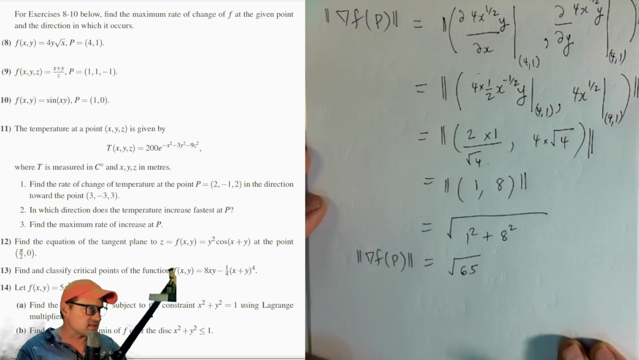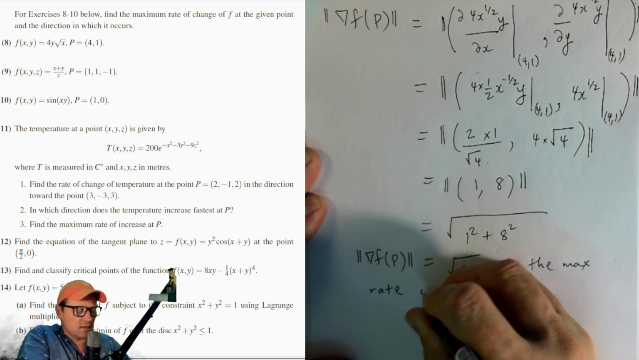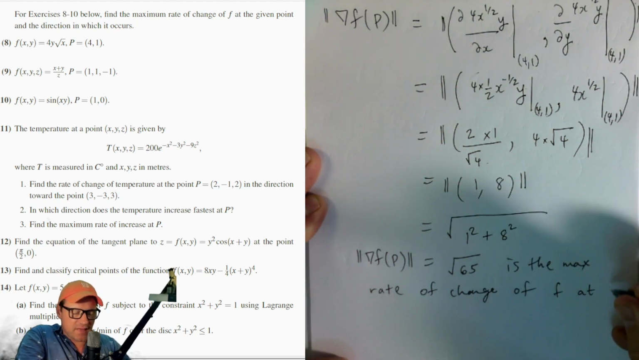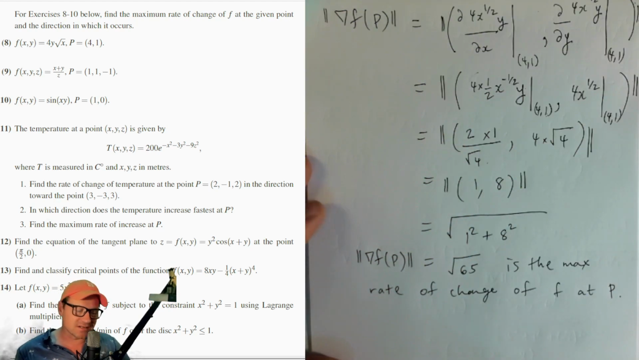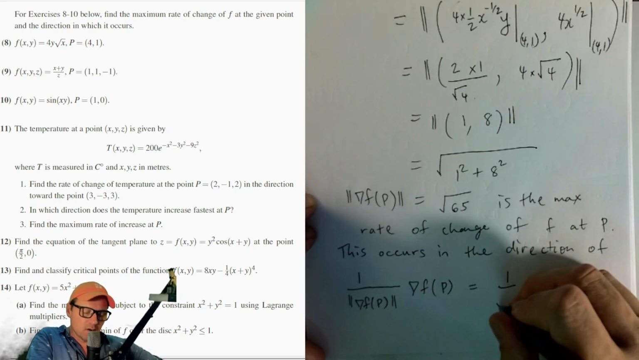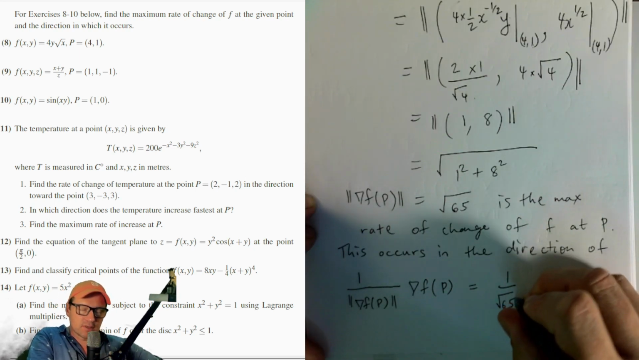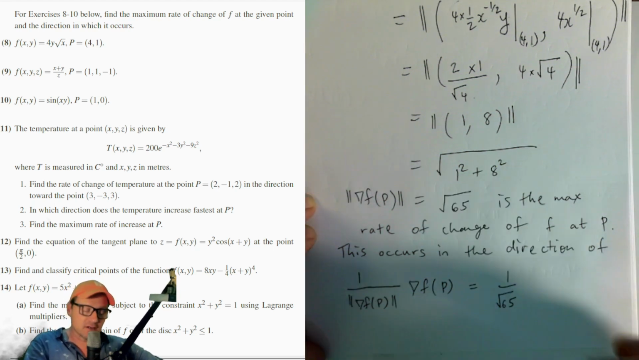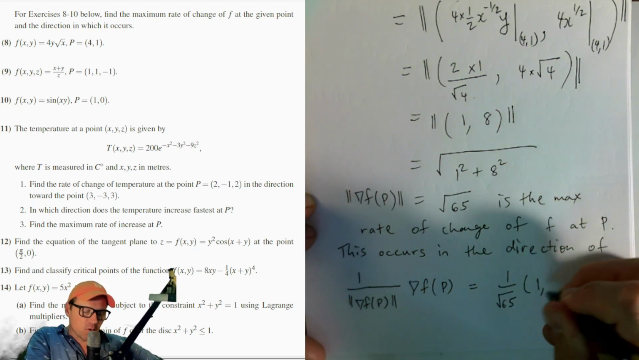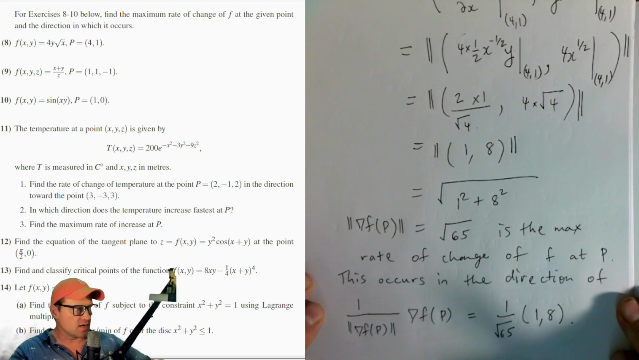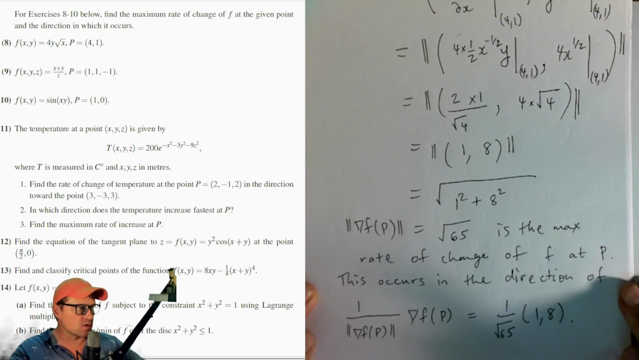Okay, and so this is the maximum rate of change of f at the point P. Now, which direction does it occur? It occurs in the direction of the vector grad f at P, and so this is 1 on root 65 to express this direction as a unit vector, and then we found the vector 1, 8, which is grad f at P. Okay, so that completes question 8. Let's move on to question 9.